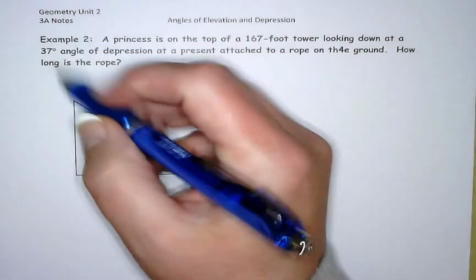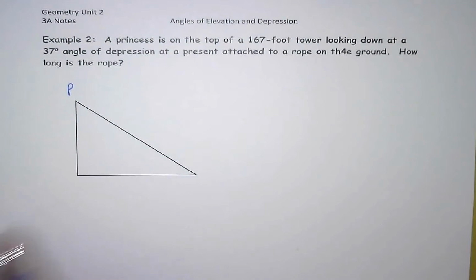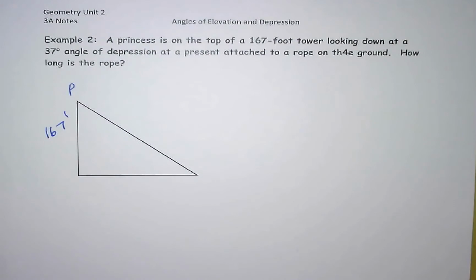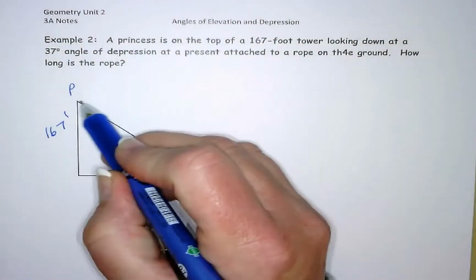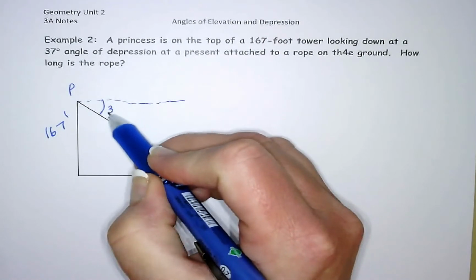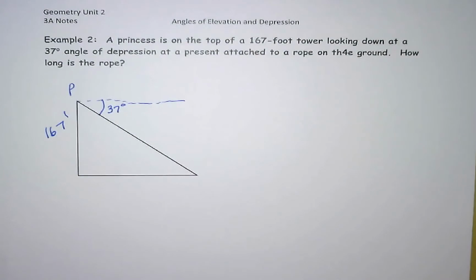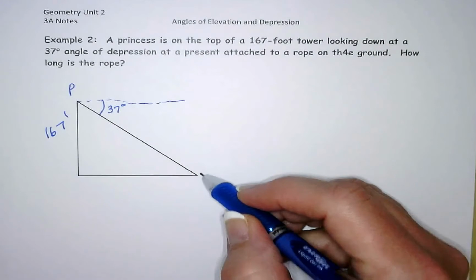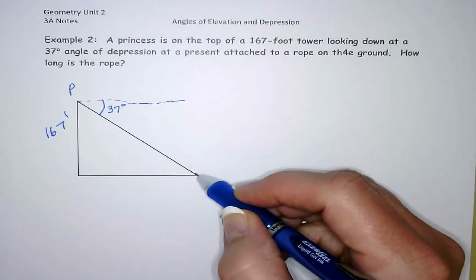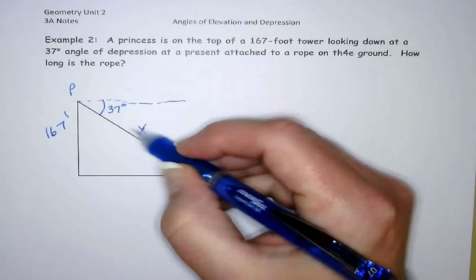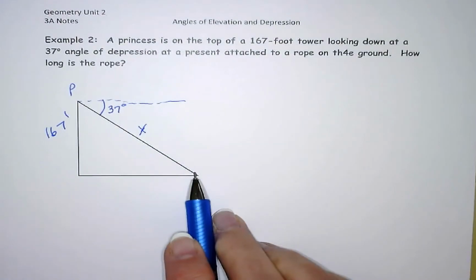So the first thing it tells us is that the princess, I'll just label that with a P up here, is at the top of a tower that's 167 feet. Okay, so there she is standing on the tower. She's looking down at an angle of depression, 37 degrees. So you have to remember she starts out this way, and then when she looks down, that's my 37 degrees angle of depression. Down here, there is a present, attached to the rope. That's 37 degrees depression there. The question is, how long is the rope? This is the rope here. The rope is going to be connected to the tower down to the present.